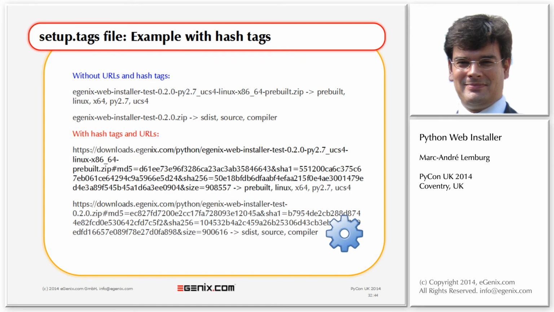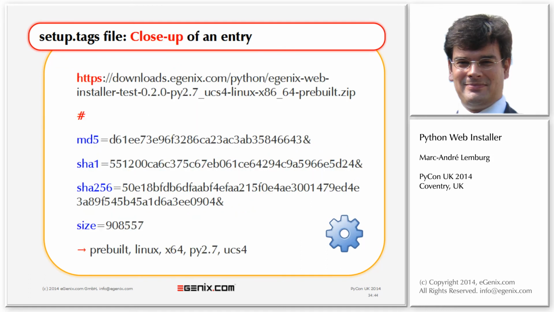This is a more complete example. Again, it's very small, so I'm just going to grab this one with the URLs down here. I'm going to make that a little bigger. So again, you start with the URL for the package itself, and then you use hashtags to add extra information. So you add an MD5 checksum, a SHA1 checksum, then a 256 one, and you also add the size.